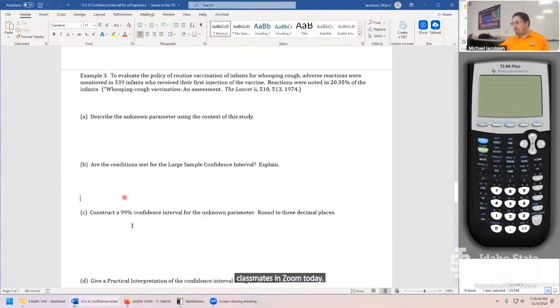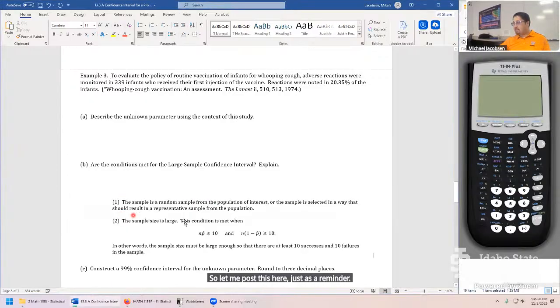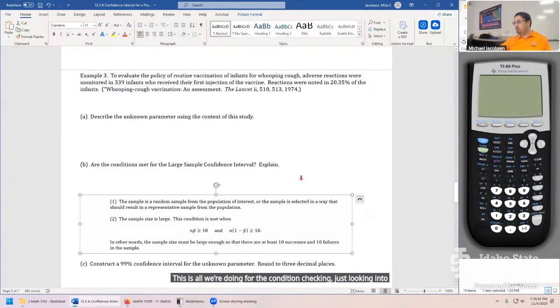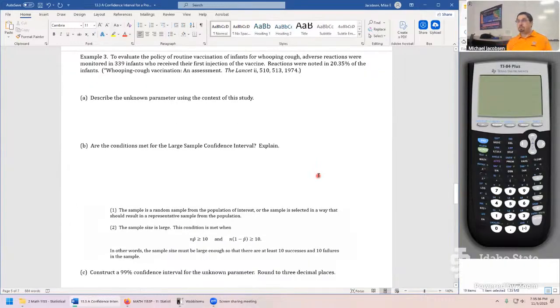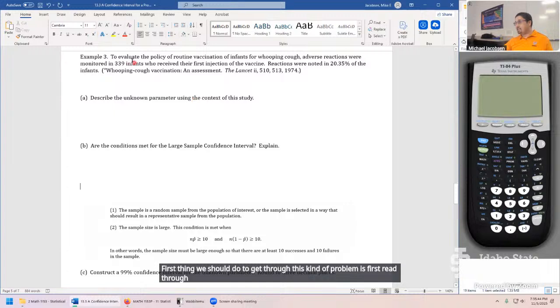So let me post this here just as a reminder. This is all we're doing for the condition checking, just looking into conditions 1 and 2. So it's kind of a redo of the example 2 that we did before. First thing we should do to get through this kind of problem is first read through the context.